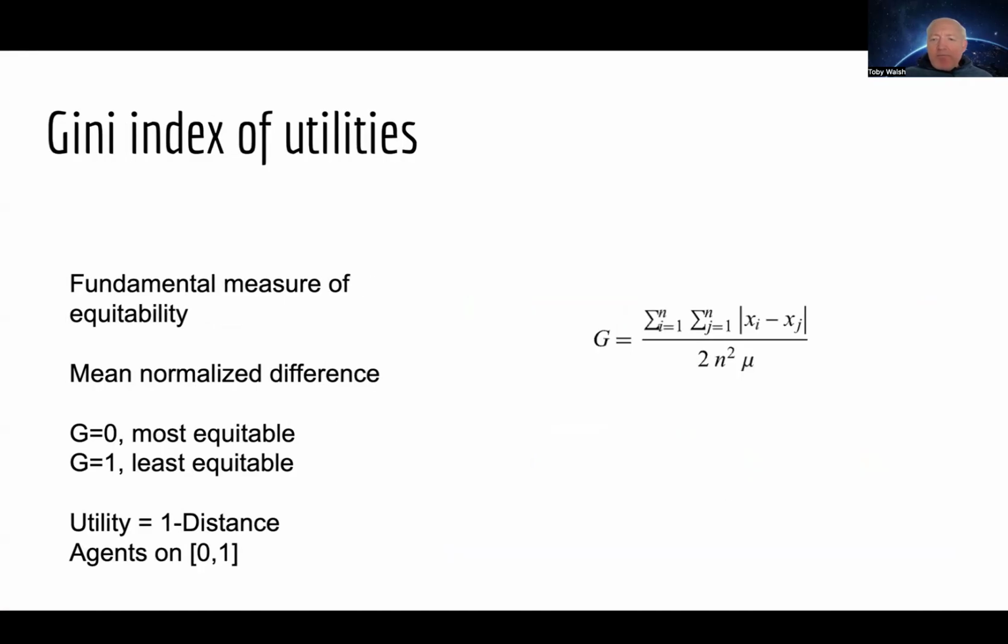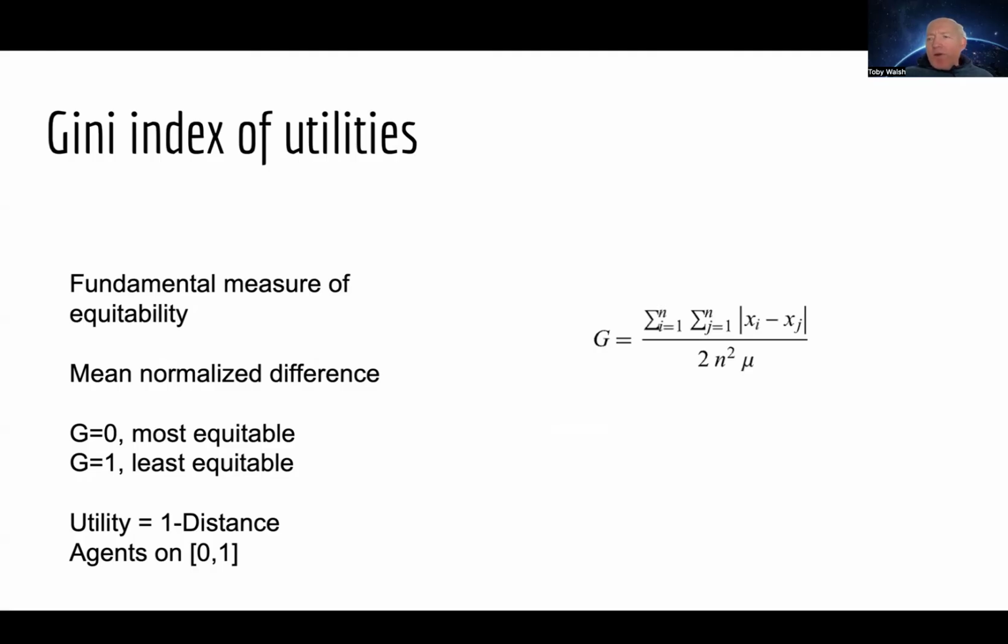This is the mean normalized difference in values. It's a fundamental measure of equitability. When the Gini index is 0, it's the most equitable, all the values are the same. And when the Gini index is 1, it's the most inequitable. You have one large value and all the rest are small. We're going to be looking at the Gini index of utilities, and not in fact the Gini index of distances. That's going to be an important difference. It turns out that that gives you better results.